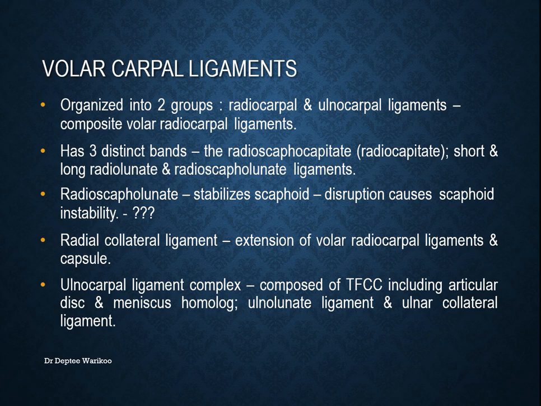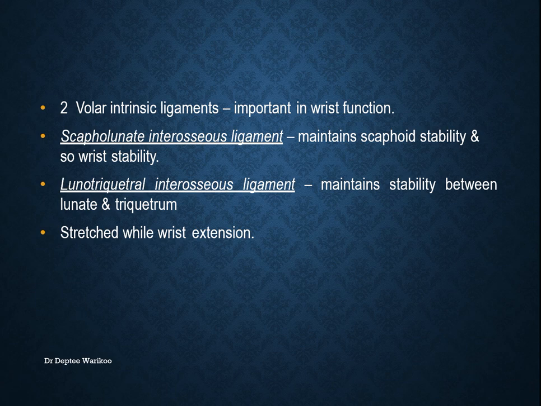Then we have the radial collateral ligaments, which may be considered as an extension of the volar radiocarpal ligament and capsule. And then we have the ulnocarpal ligament complex. It is composed of the triangular fibrocartilaginous complex, including articular disc and meniscus homologue, ulnolunate ligament and ulnar collateral ligament. Two volar intrinsic ligaments have received particular attention. These two ligaments, the ulnar and the radial ligaments.